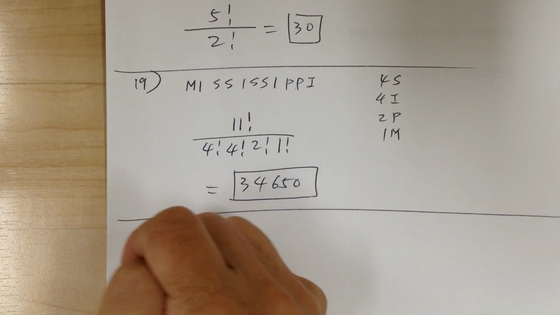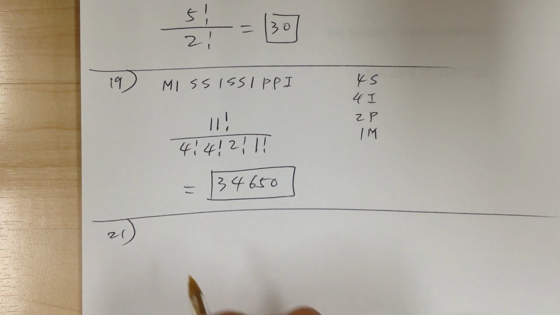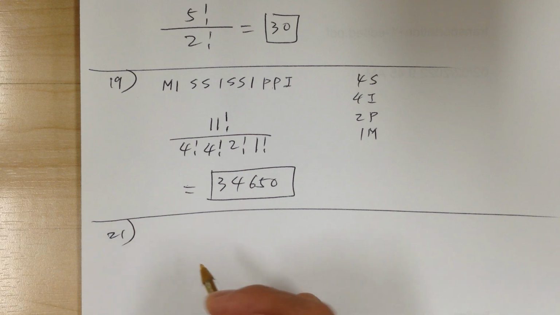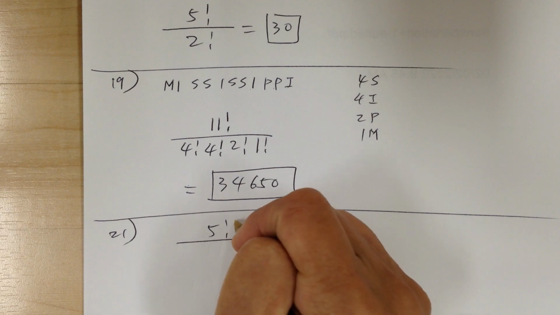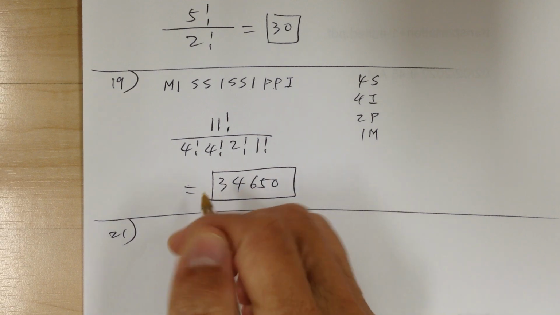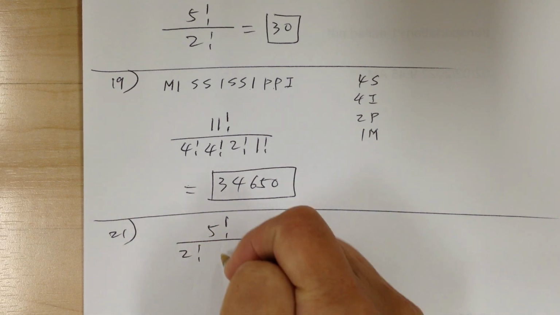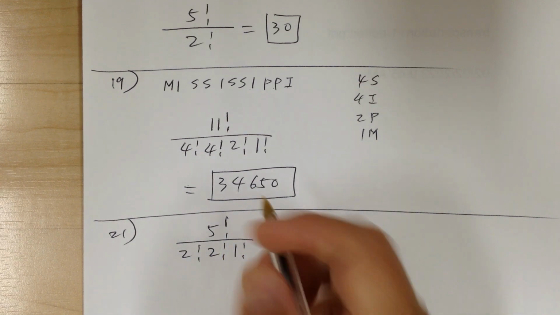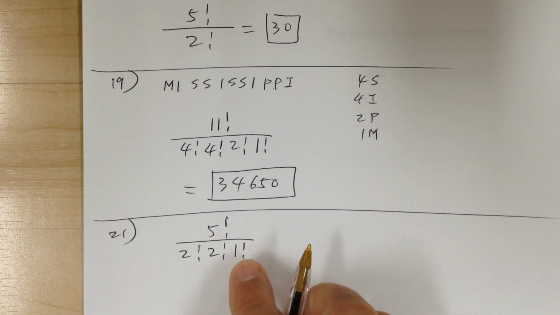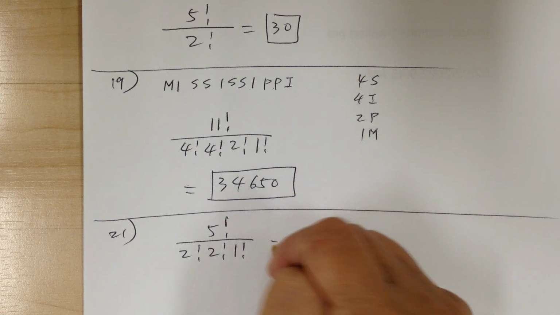Okay, let's go to 21. You have to be very careful. 21 is not too bad. So you've got the flags, there are 5 flags, so it'll be 5 factorial. And you have to divide, there are 2 red ones, so you divide by 2 factorial. There are 2 white ones, so divide by 2 factorial, and 1 blue one. Again, you don't have to write this, but I'm just writing it so you can follow. So this will equal 30.